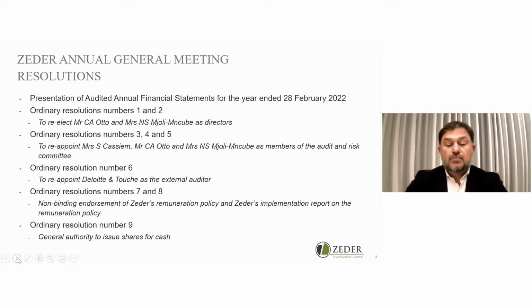We require your approval for the following ordinary resolutions. Ordinary resolutions 1 and 2 to re-elect Mr. Otto and Ms. Majoli Makubi as directors. Please record your votes. Ordinary resolutions number 3, 4, and 5 to reappoint Ms. Kasim, Mr. Otto, and Ms. Majoli Makubi as members of the Audit and Risk Committee. Please record your votes.